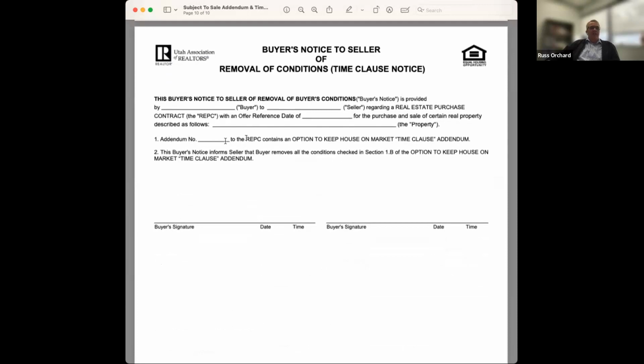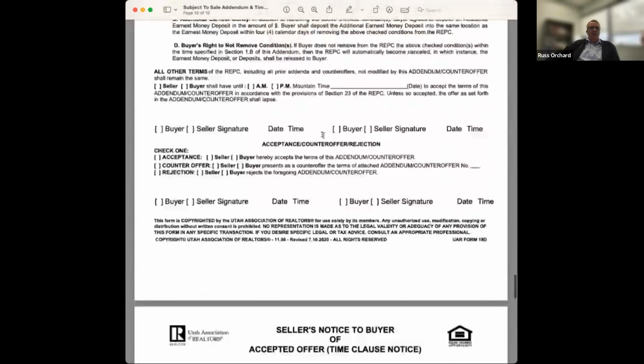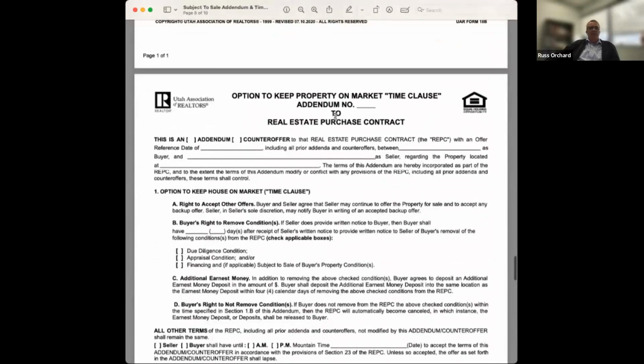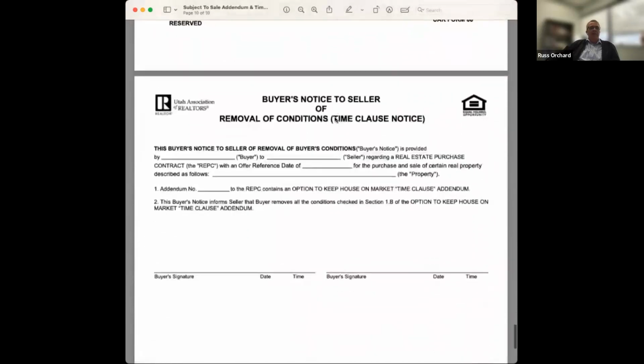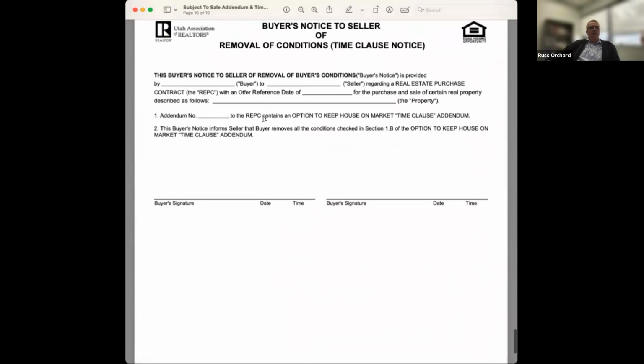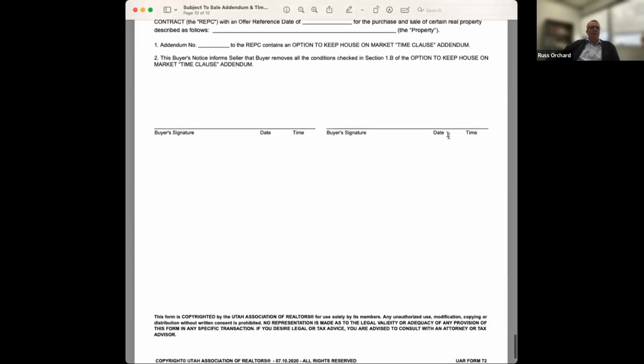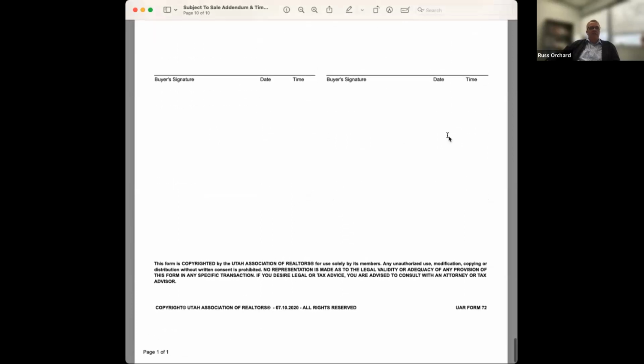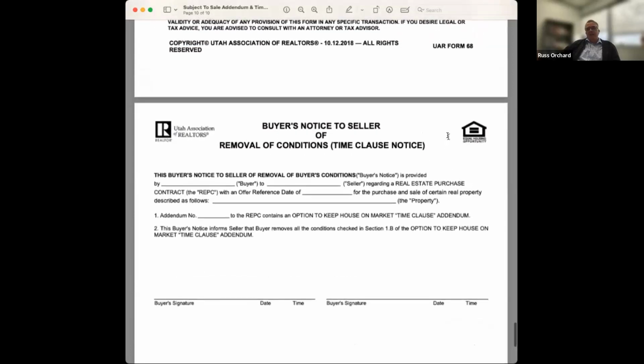And then again, addendum number, whichever number this was back here for the option to keep the property on the market. You're going to put that number there, contains an option to keep the house on the market. And this buyer's notice informs the seller that the buyer removes all conditions checked in section 1.b of the option to keep the house on the market. Buyer signs it, sends it over. If they do that, then all those conditions are removed. That contract just continues on.